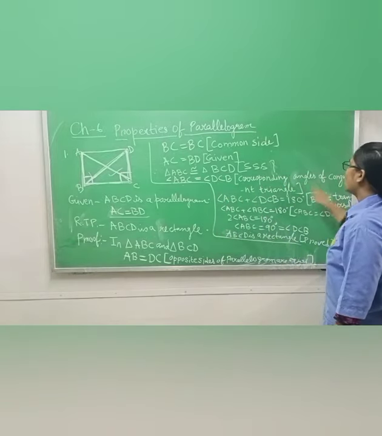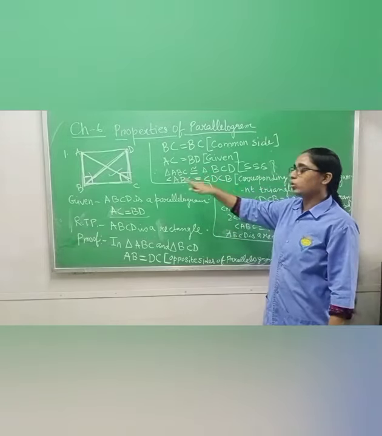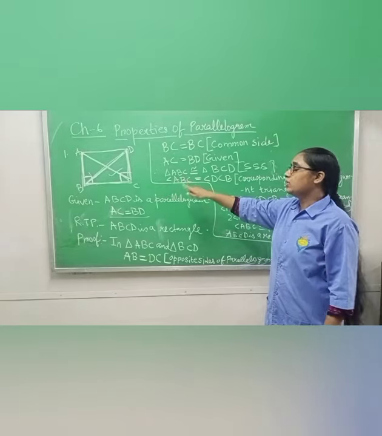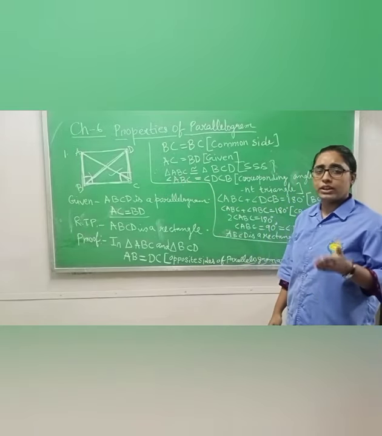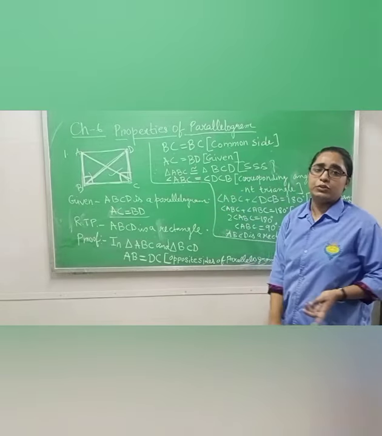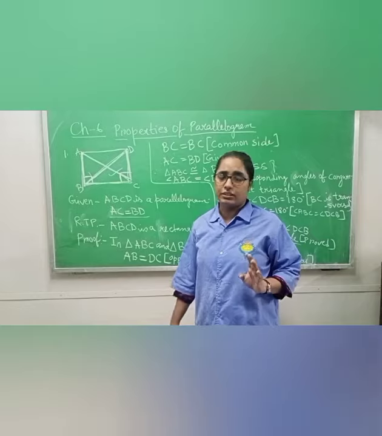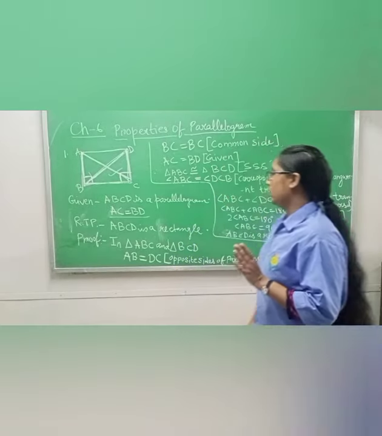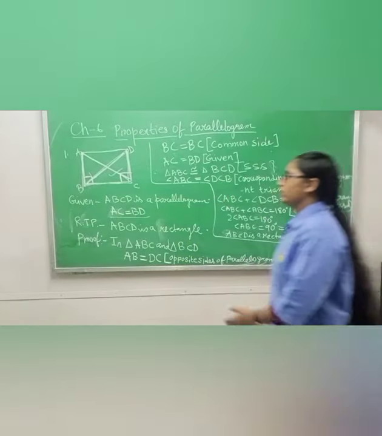Corresponding angles of congruent triangle. These two triangles are congruent, ABC and BCD. If these two triangles are congruent, it means corresponding sides or angles will be congruent. And taking angle only, why? Because we have to prove that the angle is 90 degrees, not the side. Okay. Side already we have.